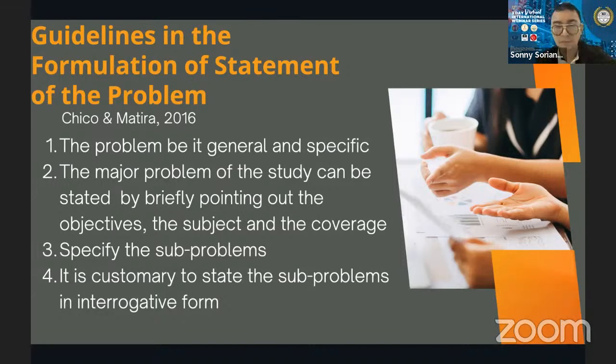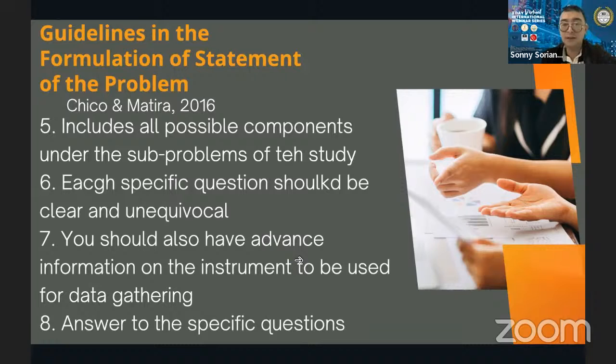It's very important po, dear teachers, that you must have the sub-problems for you to come up with a good research in your introduction together with the whole research that you have. It is customary to state the sub-problems in interrogative form. Dapat naka-question form po ang ating mga sub-problems. Okay. And also, include all possible components under the sub-problems of the study.